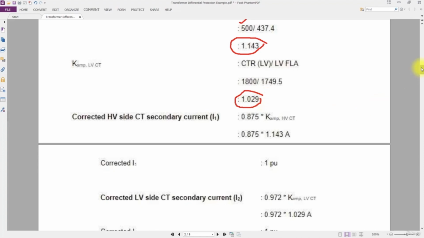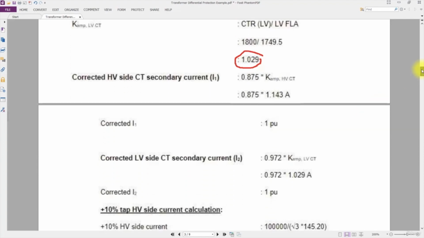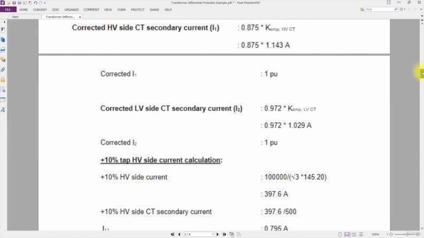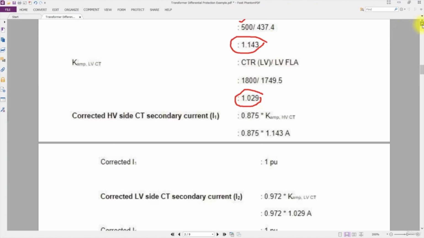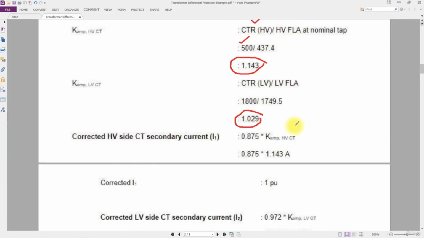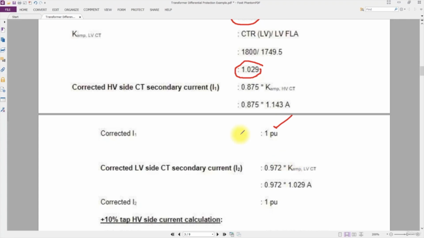So we have both correction factors calculated for the HV side and the LV side. Hence the corrected HV CT current I1 is equal to 0.875 into K amp HV CT. If you multiply 0.875 by the correction factor, you will get 1 per unit.